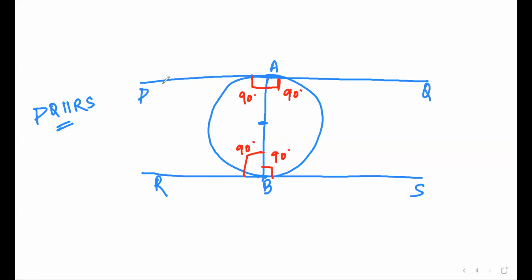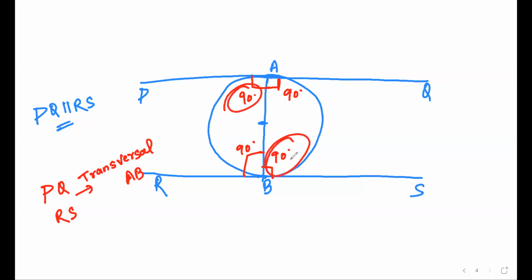Now the condition of parallel lines is: if we have two lines PQ and RS in such a way that there is a transversal AB, and if this angle is equal to this angle, then both are making a pair of alternate interior angles, right?